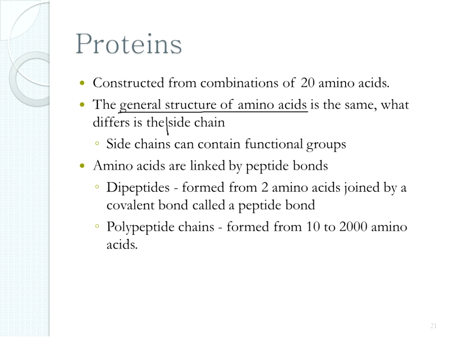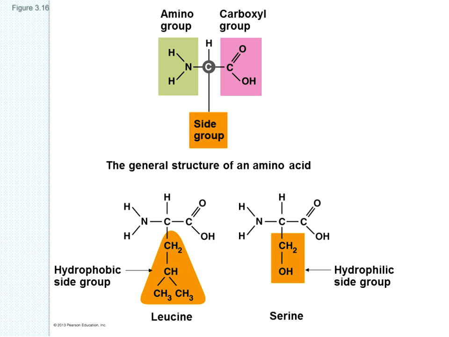When we look at the amino acids, the general structure of the amino acid is going to be the same. What's going to differ is a part called the side chain. These side chains contain different functional groups. That's going to help with protein folding. One thing that's unique here in the amino acids is that the bond we form by dehydration synthesis has a special name called a peptide bond. So if we form two amino acids, that's a dipeptide. If we form longer amino acid chains, that's a polypeptide.